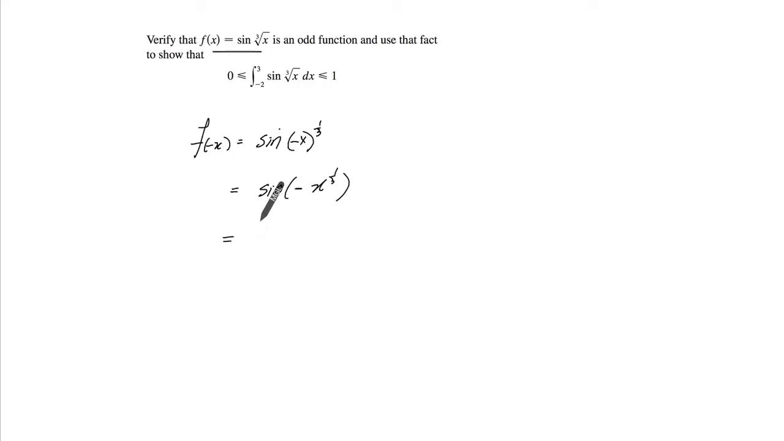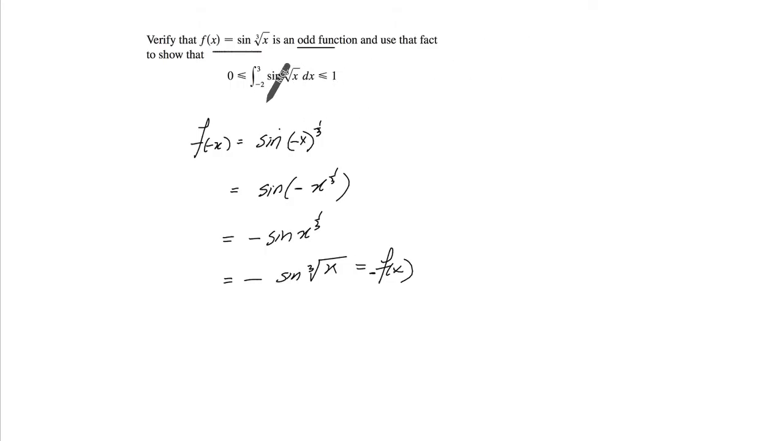function. Negative x. Then we get sine of negative x. I'm going to change this to the power of 1 over 3. That's the same as sine of, in the input, this right here is equivalent to minus x to the power of 1 over 3.